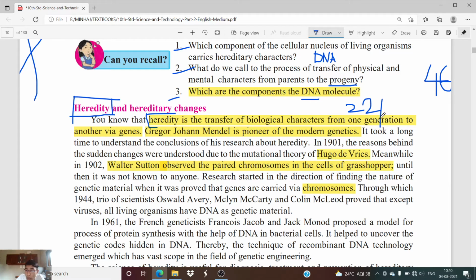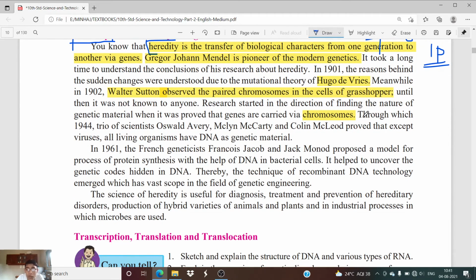22 pairs of chromosomes are autosomes. Okay, 22 pairs of chromosomes are called autosomes, and one pair of chromosomes is called the sex chromosome. Okay, so we are going to deal with this part also, chromosomes, in the forthcoming lectures.